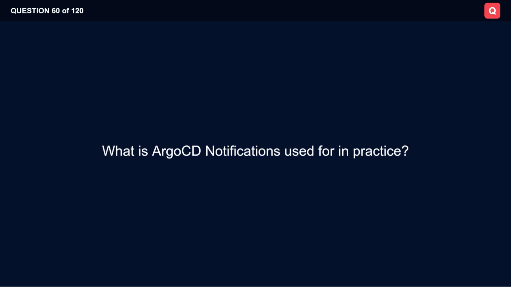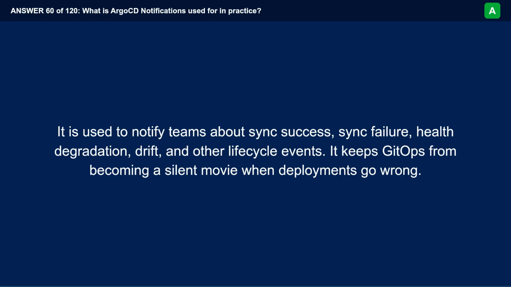What is ArgoCD notifications used for in practice? It is used to notify teams about sync success, sync failure, health degradation, drift, and other lifecycle events. It keeps GitOps from becoming a silent movie when deployments go wrong.